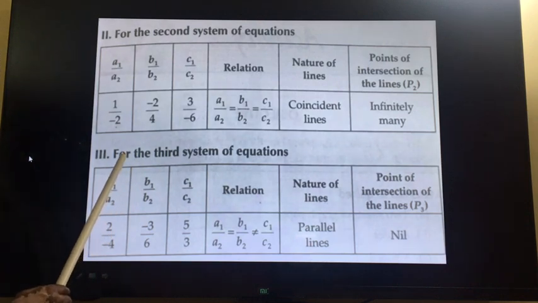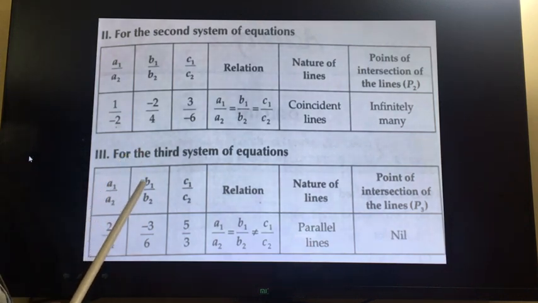In the third case you have seen the lines were parallel, and in this case you will arrange the table.